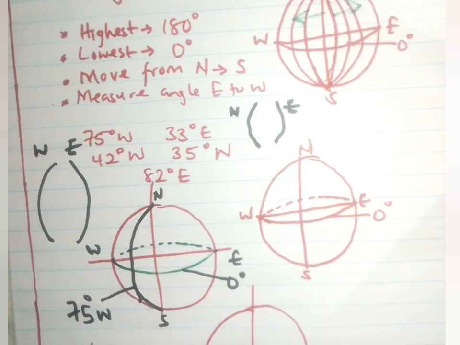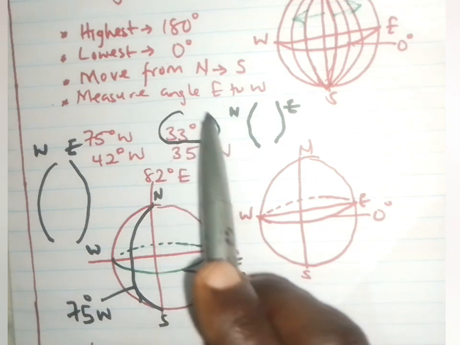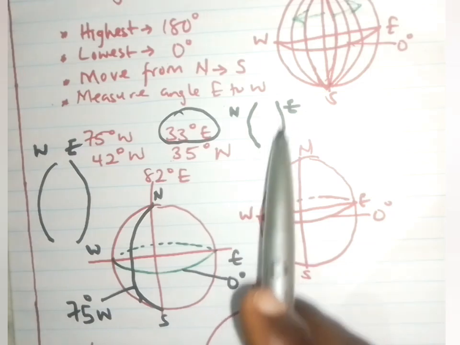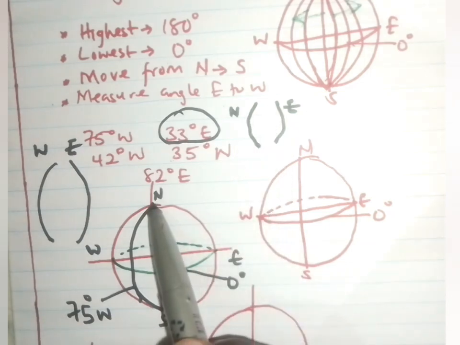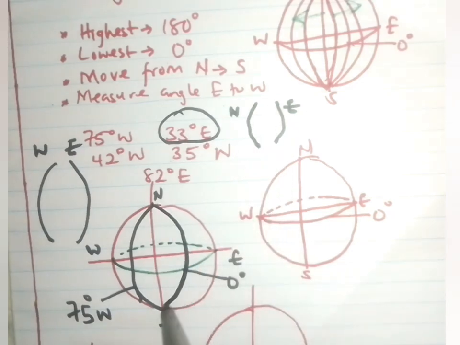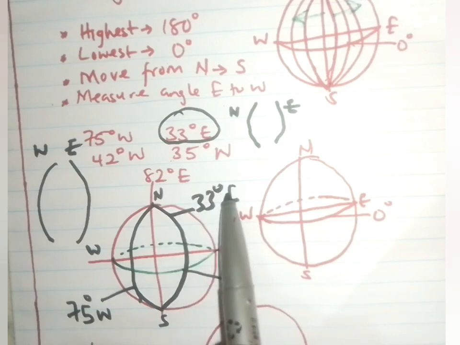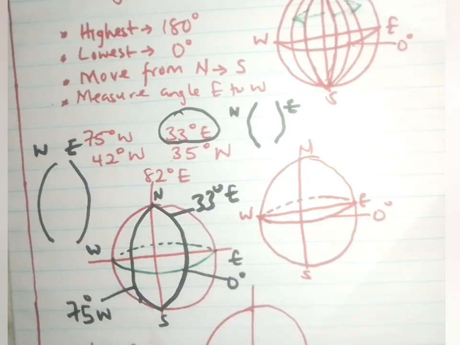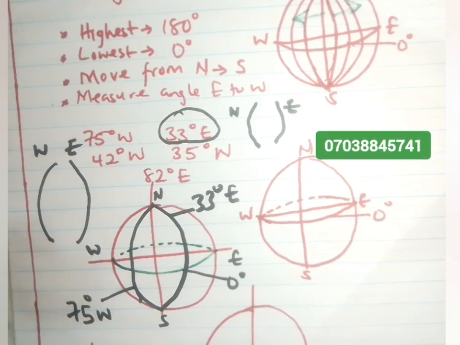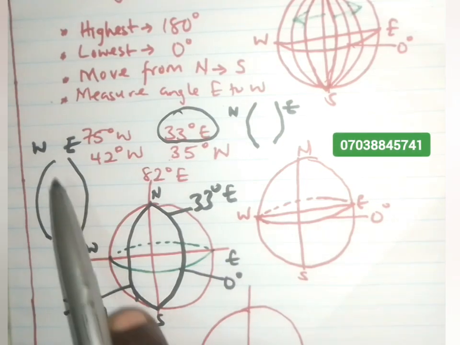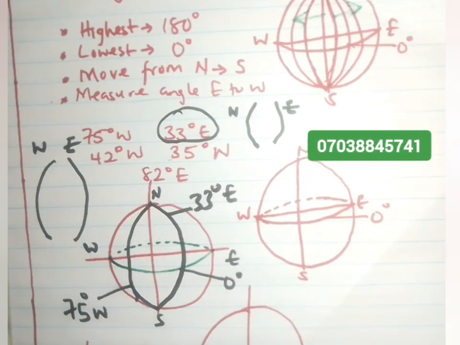Let us do 33 degrees east in this same diagram. East is on the right hand side, so it's going to bend in this form, from north to south. So you have something like this, and label it 33 degrees east. You can see it's very simple. Longitudes move from north to south and they bend depending on direction. If it's on the west, it will be like this, and in the east, it will be like this.